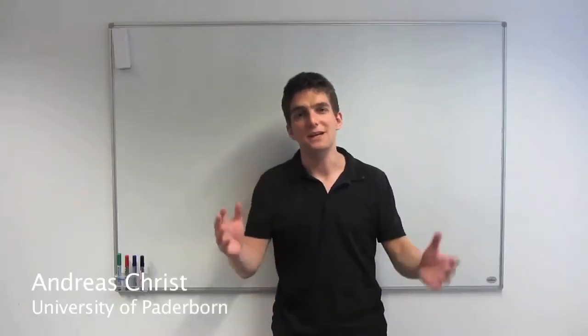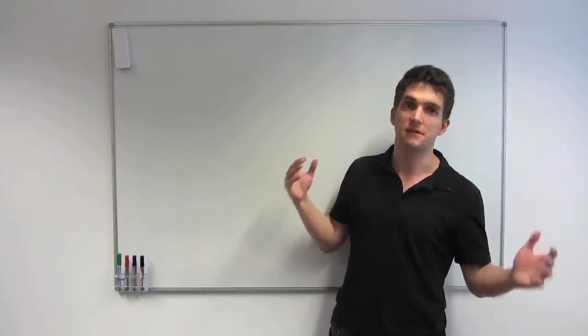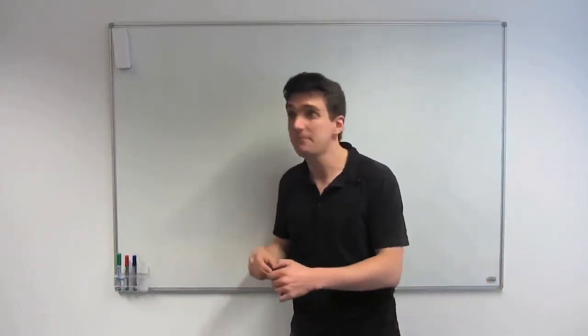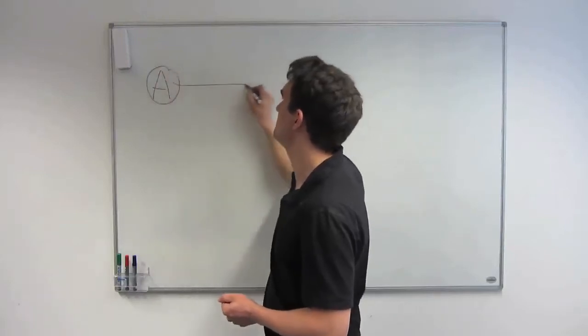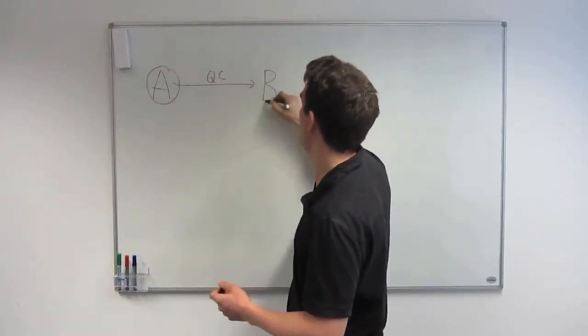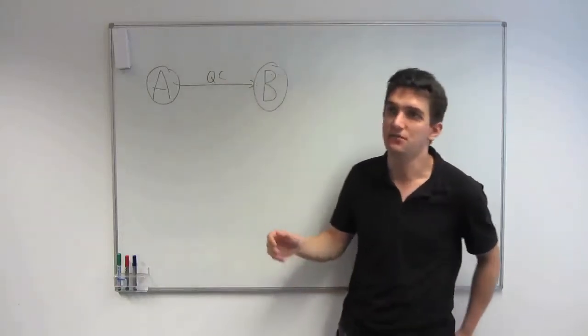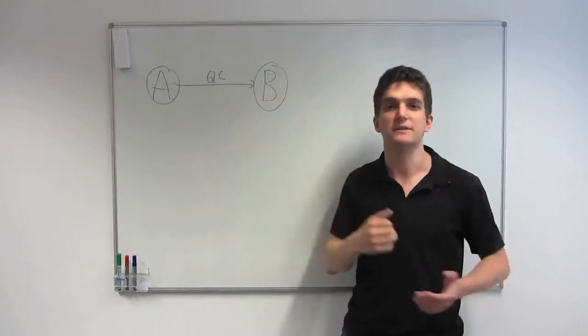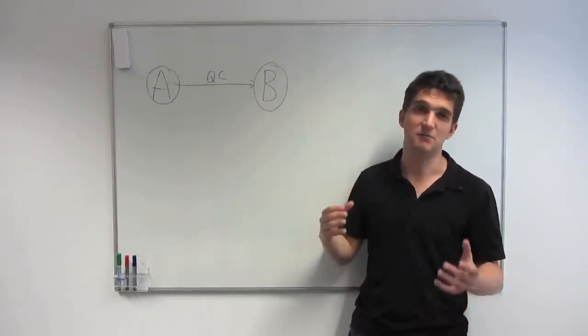In our group, we are interested in quantum communication. That is, we want to transmit quantum information from a sender, usually labeled Alice, over a quantum channel to a receiver named Bob. This process is very interesting, firstly from a fundamental point of view, but it has also many applications, the most prominent one being quantum cryptography.